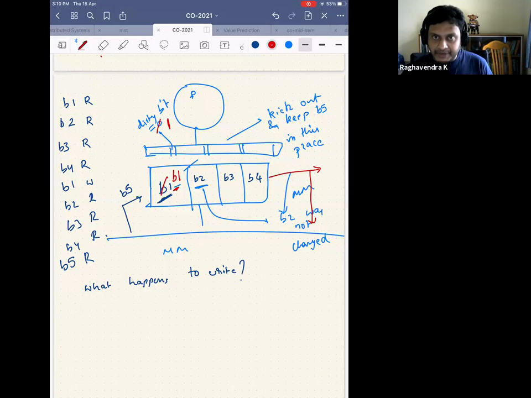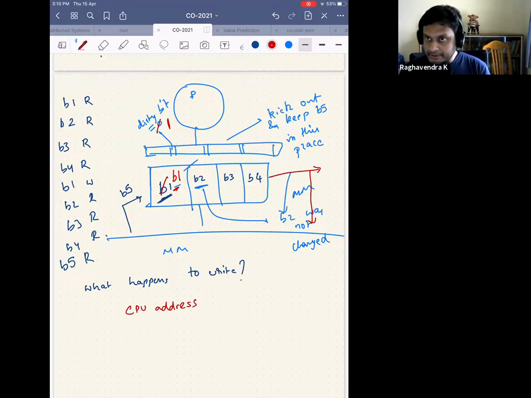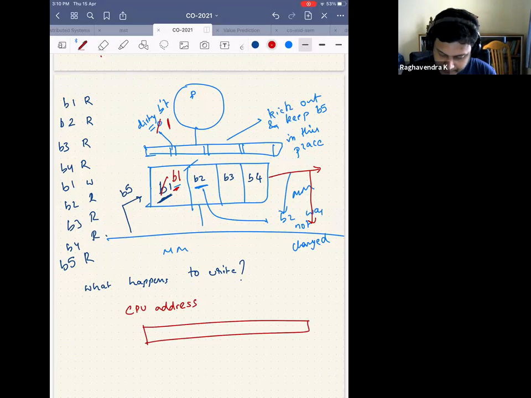Somebody has asked the question: is the dirty bit part of the address? No, actually, it is not. All right, so let's take a CPU address. We already know this, right? It is made up of tag, index, and offset.